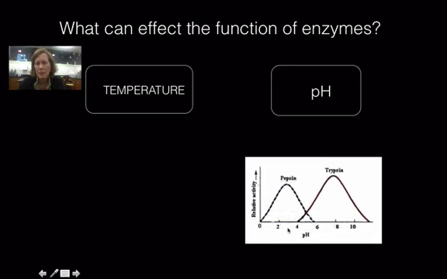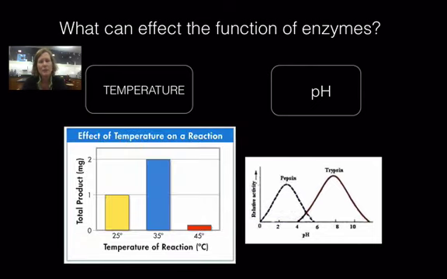And so pepsin works best right at about pH 3. And trypsin works best right at about pH of 8. And so these are two different enzymes that basically work best depending on their specific environment. And they work best at different pH levels. And so just keep in mind that basically temperature and pH can affect enzymes. We're going to be doing a lab in class this week where we explore that.